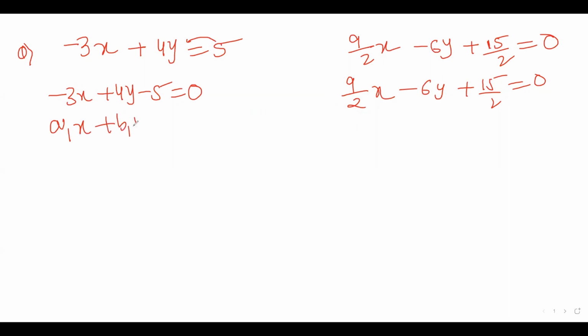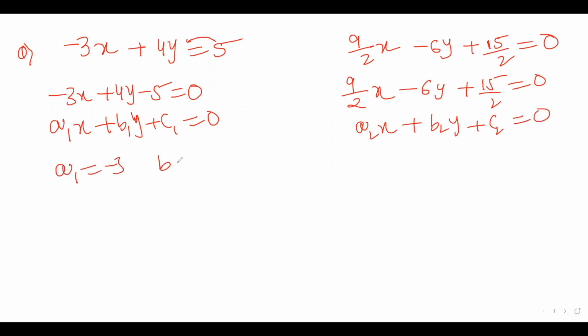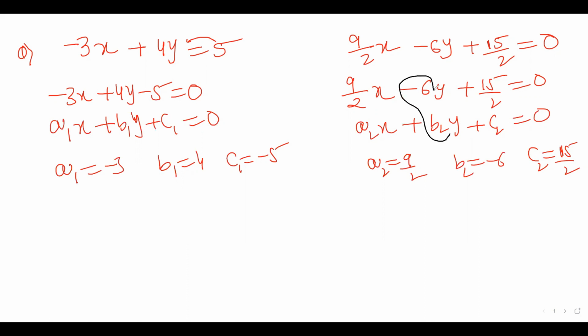a1x plus b1y plus c1 is equal to 0 is the first equation, and a2x plus b2y plus c2 is equal to 0 is the second equation. a1 is equal to minus 3, b1 is equal to 4, c1 is equal to minus 5, a2 is 9 by 2, b2 is minus 6, c2 is 15 by 2. Whenever there is a minus sign, please take care of the minus and do not forget it. b2 is minus 6 here, a1 is minus 3.